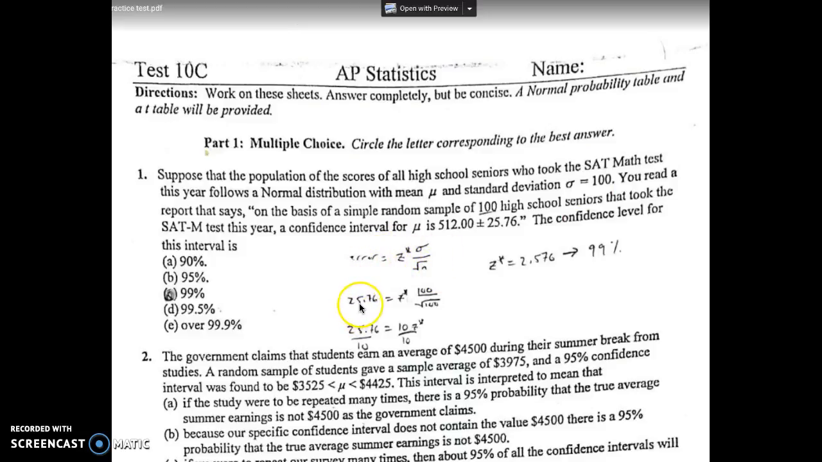The error is 25.76. Your z star is unknown, but you know that sigma is 100 and your sample size is 100 also. Doing some algebra, 100 over the square root of 100 is just 10, and then you're going to divide both sides by 10 and you get 2.576, and that's one of the values you should have memorized, which is a 99% confidence level.